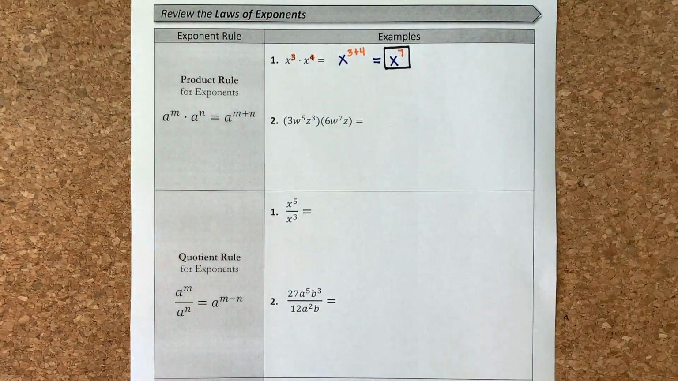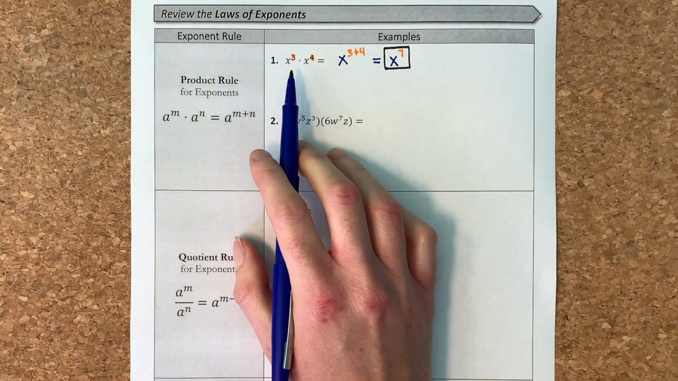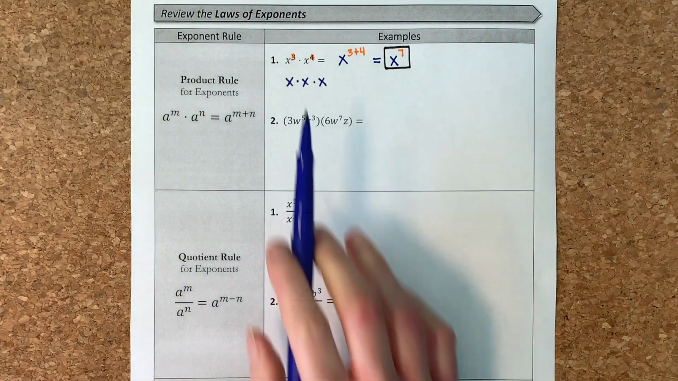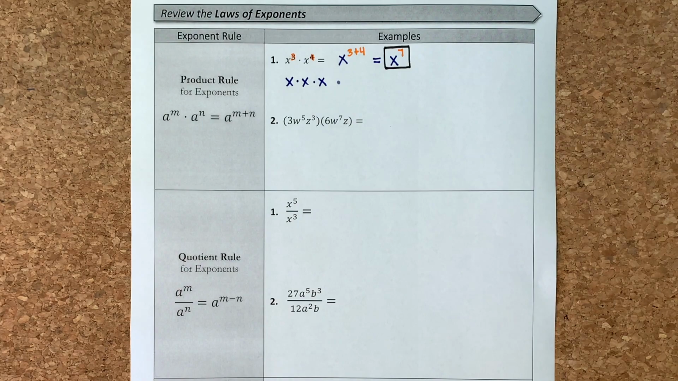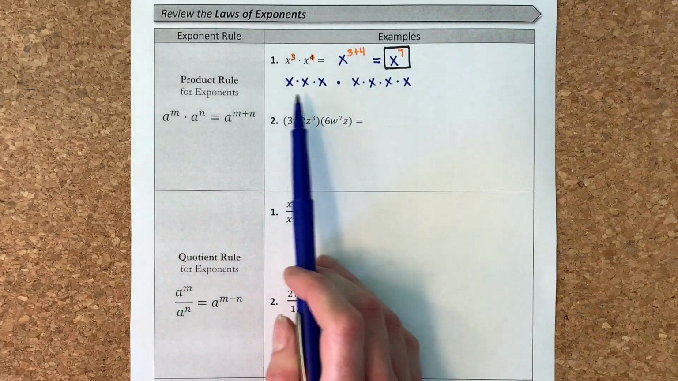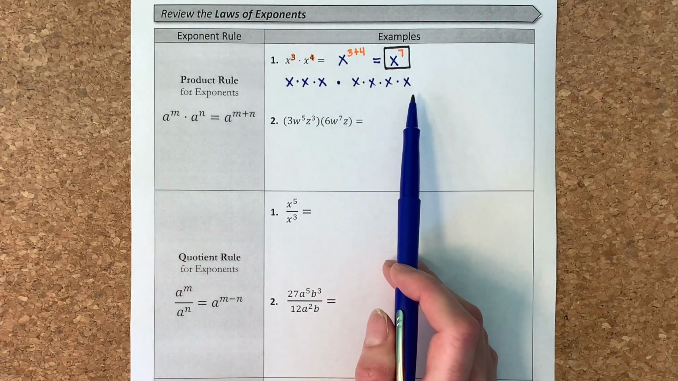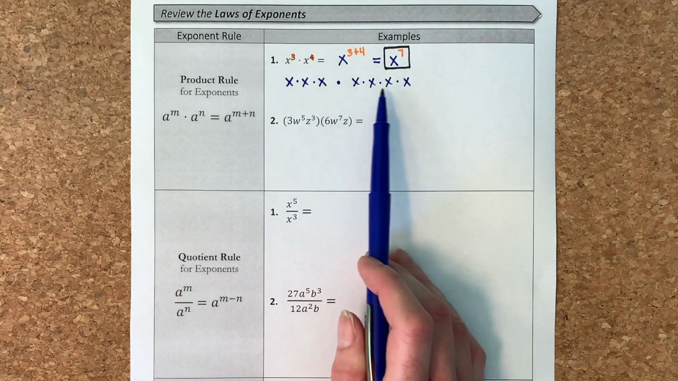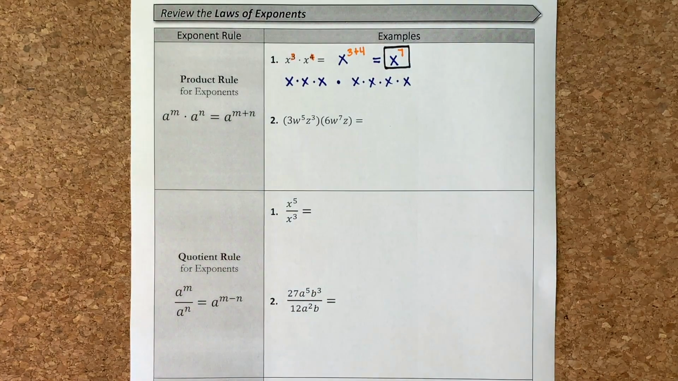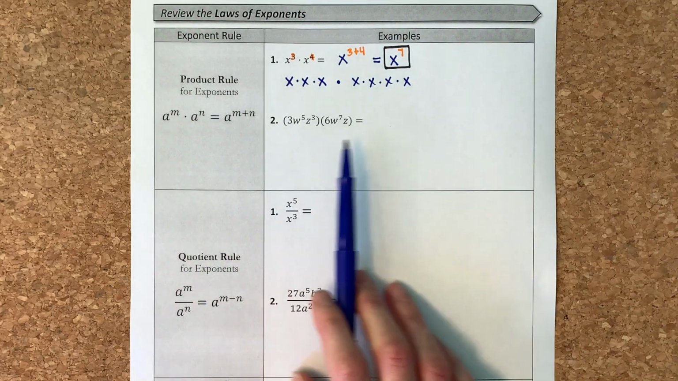It's nice to see the reasoning behind this rule. Let's quickly take a look at what we're actually doing here. X to the 3rd means that we're multiplying x by itself 3 times. So x times x times x. X to the 4th means x times itself 4 times. So when we take x to the 3rd times x to the 4th, we end up with x times itself 7 times, or in other words, x to the 7th. Let's try a little bit more complicated problem here.